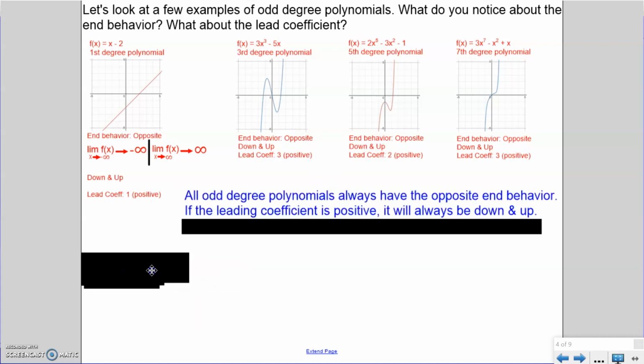So here you should notice that all odd degree polynomials will always have opposite end behavior. If the leading coefficient is positive, it will always be down on the left, up on the right.